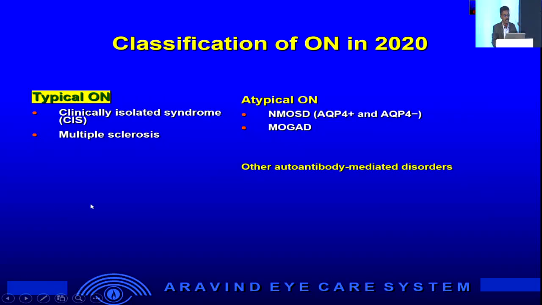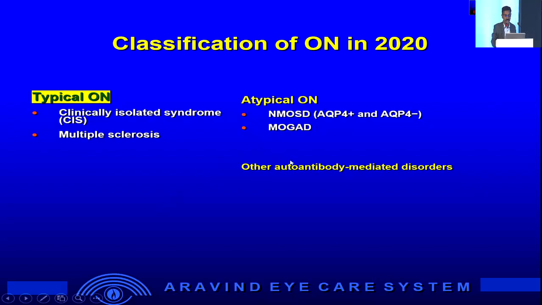So typical optic neuritis can fall into a clinically isolated syndrome or multiple sclerosis, whereas atypical optic neuritis, which we just saw, could fall into a neuromyelitis optica spectrum disorder, which can be aquaporin 4 antibodies, which are water channel proteins, antibodies against this in the brain tissue, and antibodies against these are called neuromyelitis optica spectrum disorders, and myelin oligodendrocyte glycoprotein antibodies, which is called MOGAD disease.